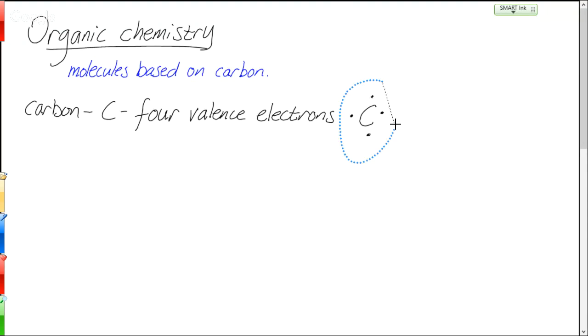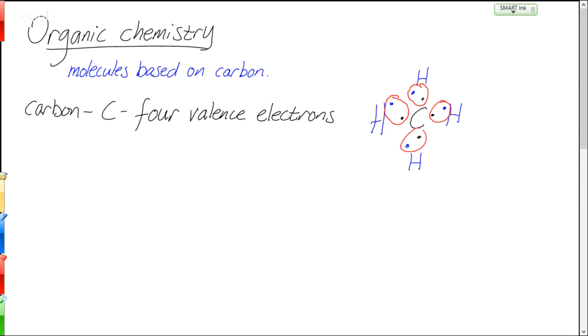So we could take a carbon atom, and it could bind with some hydrogen atoms, which each have 1 electron. We could make some covalent bonds sharing those electrons. So carbon has its 8, and hydrogen has its 2. Each hydrogen has its 2. So from this, we can say that carbon generally makes 4 bonds.